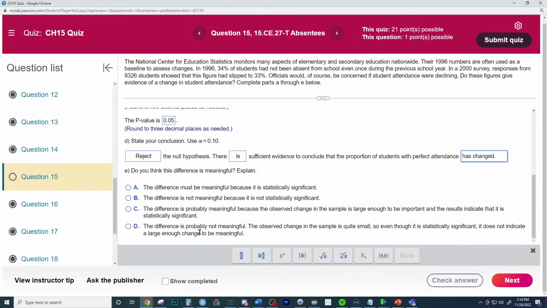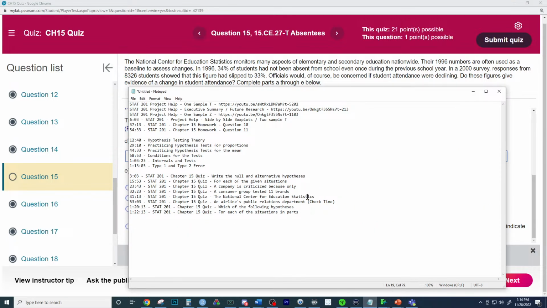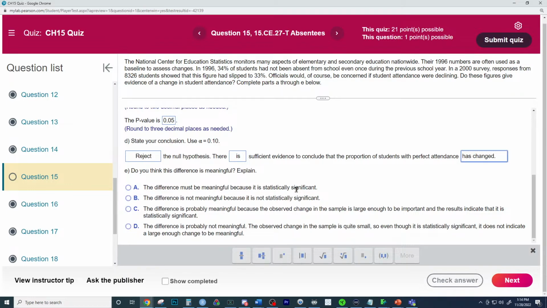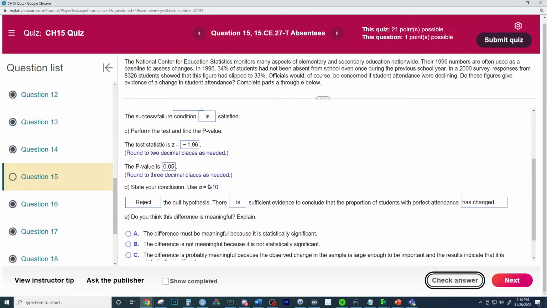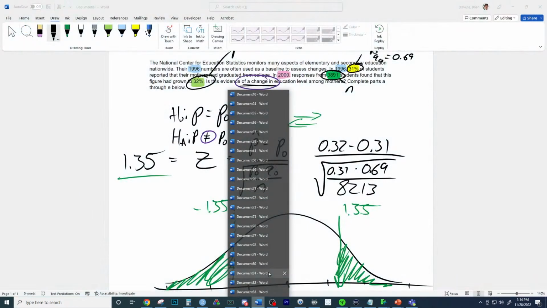The difference is probably meaningful. Check out, we did an earlier version of this problem right here with this one. If you're looking for this problem, if you're watching right now, I just want to finish this off for the heck of it. It's probably not meaningful right here. Check answer, 83% because I guessed these values. What number did Jackson have? 83.26. Let me look at the work Jackson has.